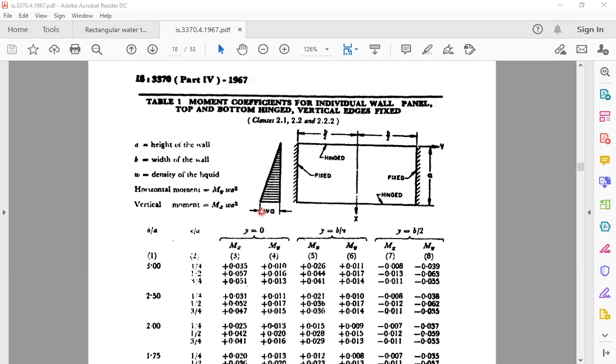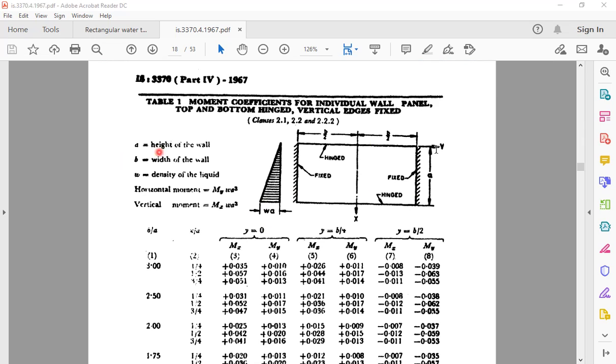This is the first table that we are going to use for the rectangular tank design. The first table has moment coefficients for individual wall panels, where top and bottom are hinged and vertical edges are fixed. Here you can observe that it is hinged, meaning there is no hatching. These inclined lines mean it is hinged here, and the sides, here as well as here, these two sides are fixed. Then at the bottom it is again hinged, and it has the triangular shaped hydrostatic water pressure.